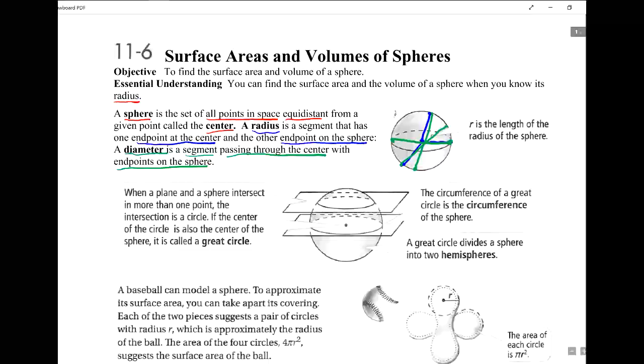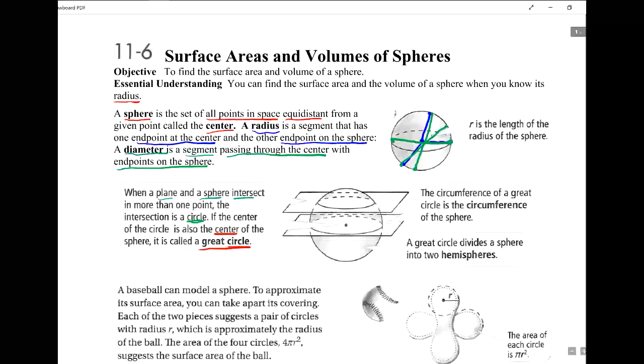We have intersected our figures before, but something kind of neat here is that when a plane and a sphere intersect in more than one point, so it has to cut across it, that intersection is always going to be a circle. No matter how this plane cuts this sphere, it's always going to end up being a circle when we are done cutting through it. If it cuts through the center, then it's called a great circle. This is like the equator on a globe.